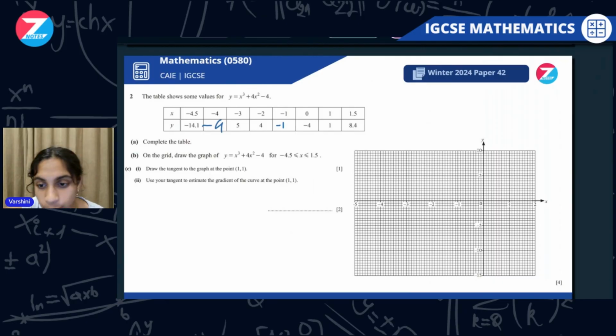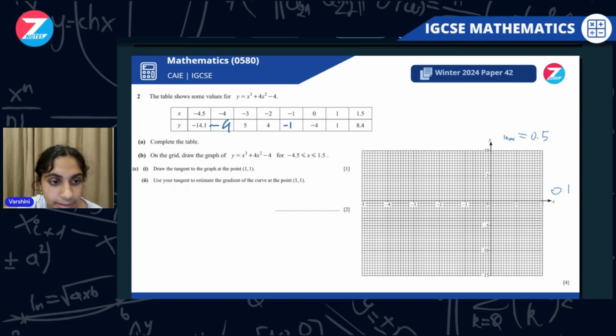So we know that for five y values there are 10 boxes. So we know each box is equal to 5 by 10, which is 0.5. So one box equals 0.5. And along the x-axis, we know 1 is after 10 boxes. So that's just going to be 1 by 10, which is 0.1.